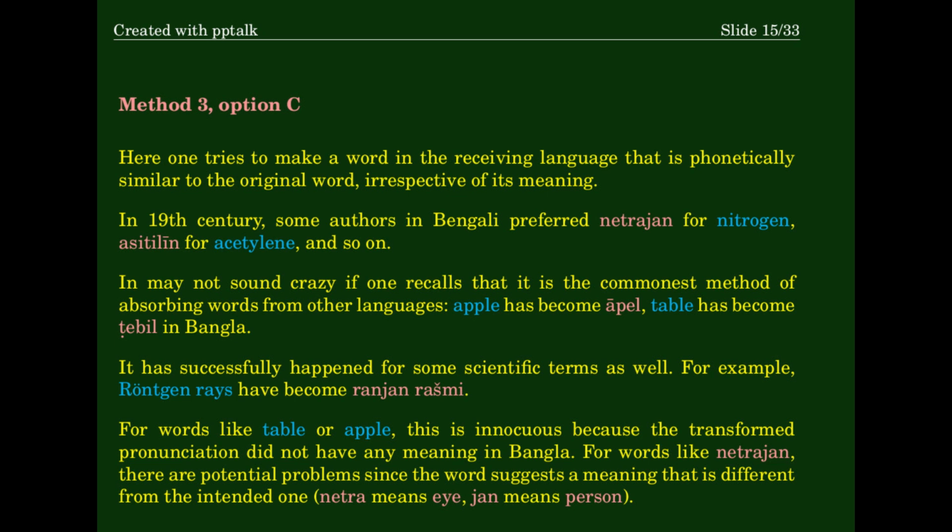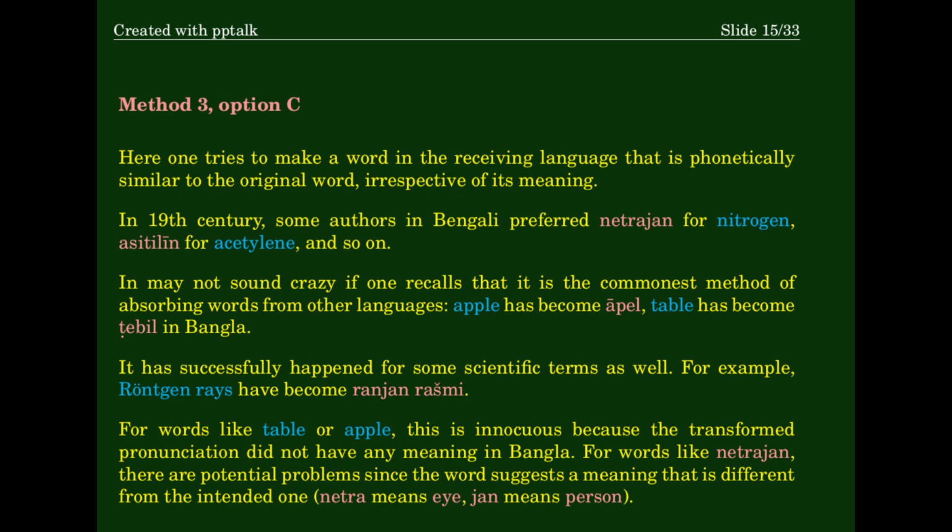I mean, it may not sound as crazy as it does if one recalls that this is the commonest method of absorbing words from other languages. When Bengali took the word apple from English, it is not pronounced apple, it is pronounced apel. Or table in English became tebil in Bengali, because joined consonants at the end of a word are discouraged in Bengali, almost non-existent. Now, it has successfully happened for some scientific terms as well. For example, Roentgen rays have become Ranjan Rashi. Rashi means rays, and Roentgen became Ranjan.